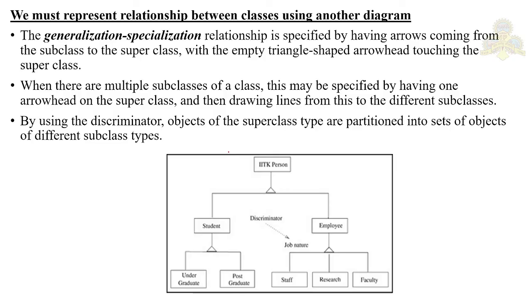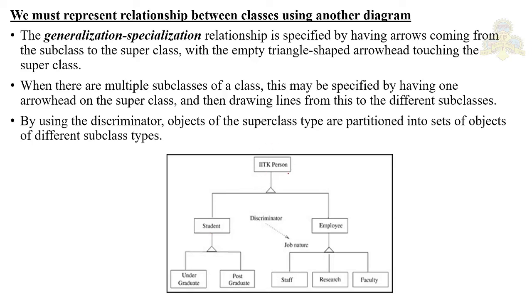Again they have used the generalization and specialization relationship. So how can we represent them? These are the arrows that come from your subclass to the superclass. You can see the arrows coming from the subclasses to a superclass, such that an empty triangle is placed here, and the tip of that triangle should be connected to the superclass. Now this is an example for a college, an IIT college.